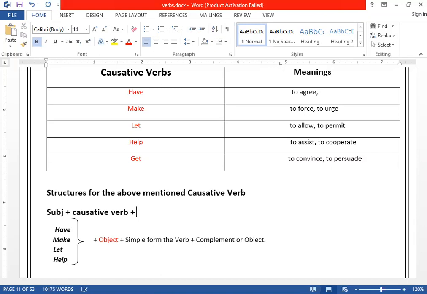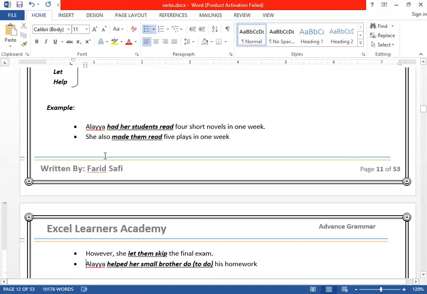After a causative verb, we will use directly an object. Clear? So we will use directly what? An object. For example, here are examples for you.